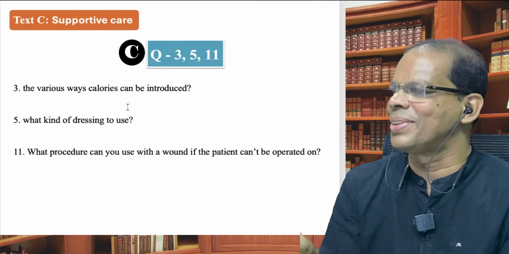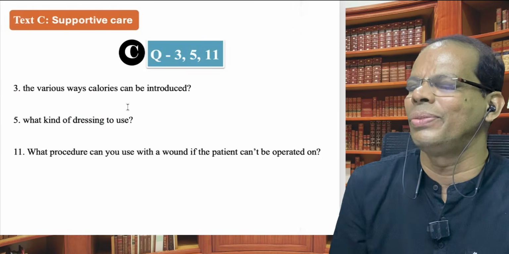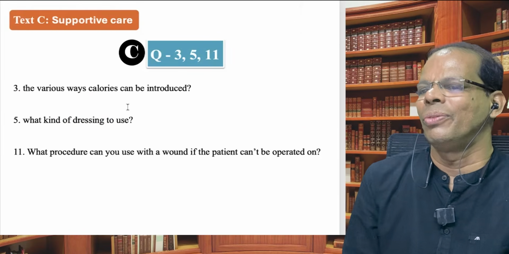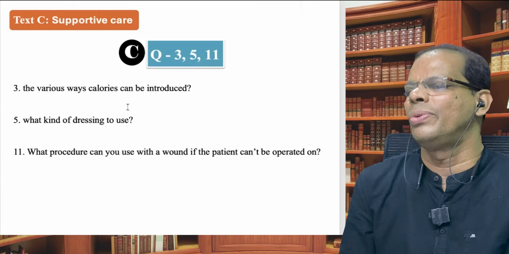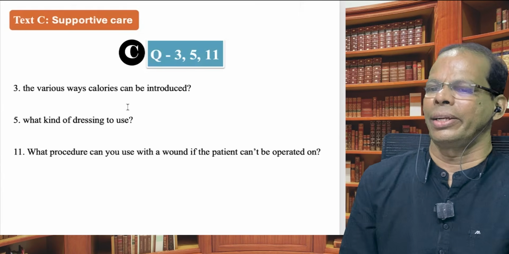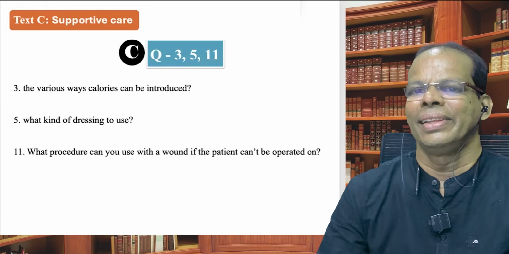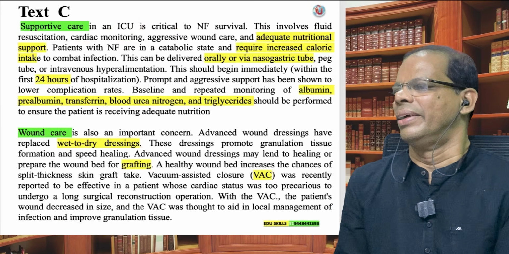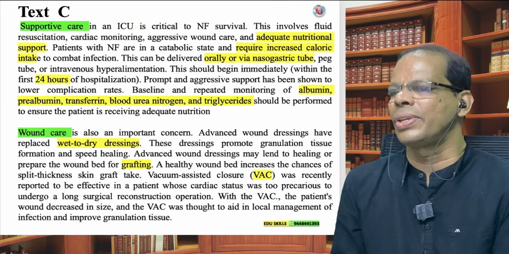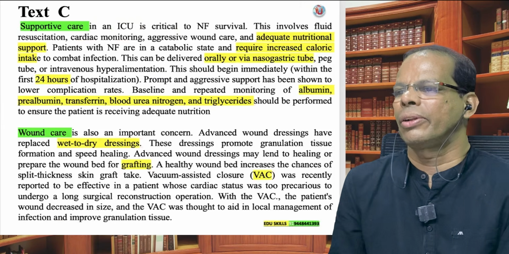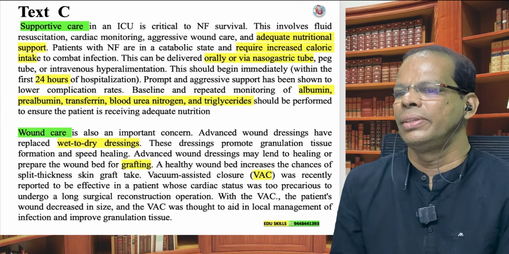Yes, we don't require it because synonymous expressions were there. Now we are bothered only about question 11. What procedure can you use with a wound if the patient can't be operated on? That's all you have to look for. That's why you don't see so many strategies or clues here. If the patient cannot be operated on, what procedure has to be used?